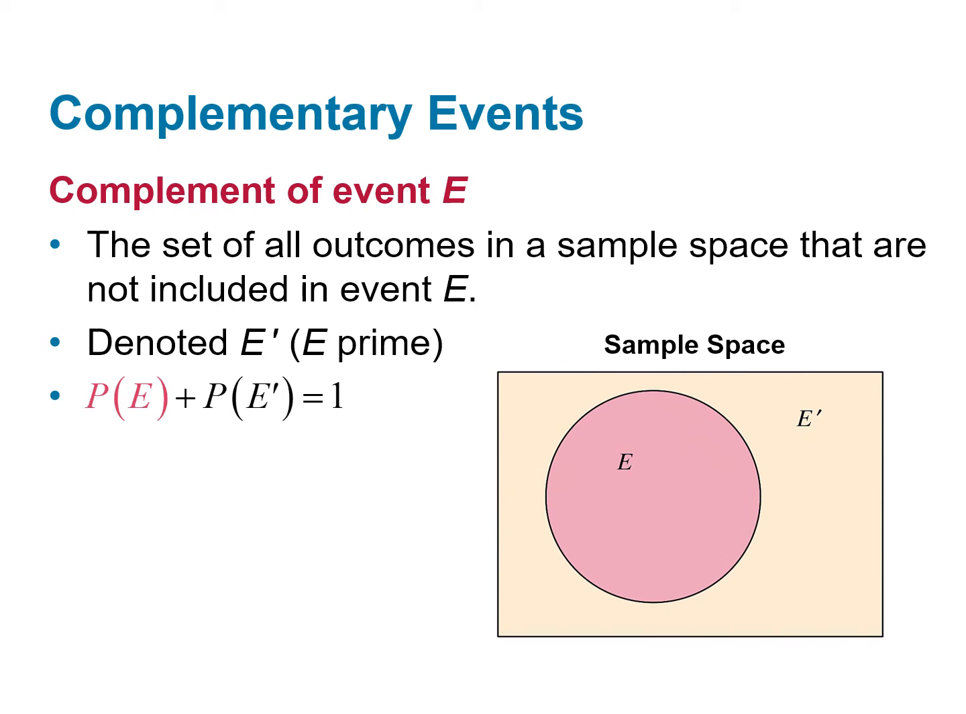The property we're going to be using on these is that the probability of the event E happening plus the probability of E prime happening is always going to be equal to 1. So if we take the event happening and then the event not happening and add those together, we should always get 100% of the data. Now we can flip that around to make it more usable. The probability of E is equal to 1 minus the probability of E prime, or we could also say the probability of E prime is equal to 1 minus the probability of E.